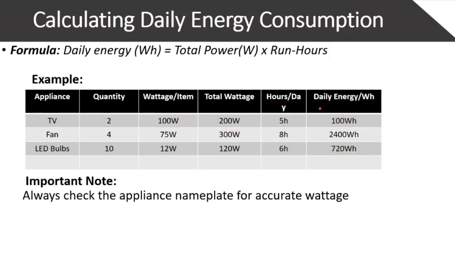Let me recap a bit. In order to know your daily energy consumption, you multiply your total wattage by the number of hours you are using those appliances. And for you to know your total wattage, you multiply the quantity of your appliances by their power consumption or their wattage. So two televisions consuming 100 watts each will give you 200 watts. If you run them for 5 hours, it will give you 1000 watt hour. Like I said earlier, this is 1000, not 100 watt hour, it is 1000 watt hour.